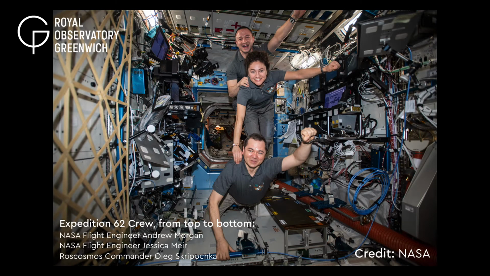At any given time, you'll find somewhere between 3 to 6 astronauts living and working on the ISS, and those astronauts will spend around 6 months on the station. But sometimes an astronaut will spend a bit longer than that, like NASA astronaut Scott Kelly, who stayed on board the ISS for almost a year.